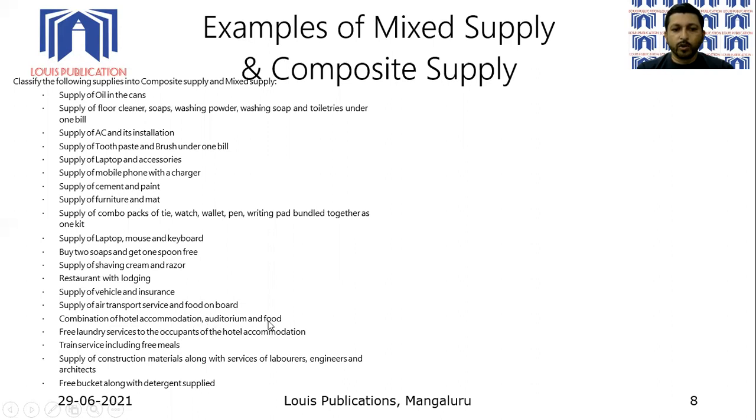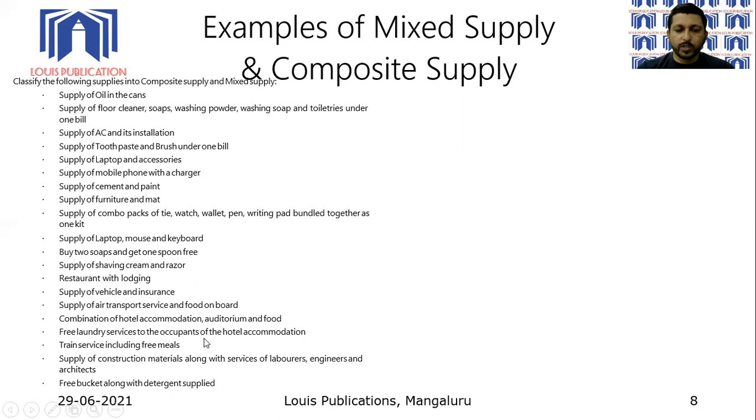Hotel accommodation, auditorium, and food. Presently this is the practice. You arrange for food, and you want to conduct a program in a hotel. At that time, the hotel owners charge for the food, and the auditorium is made available free of cost. So that becomes an example of composite supply. And accommodation is only temporary, only for that particular 4 hours or 6 hours, as mentioned in the terms of agreement between the hotelier and the client.